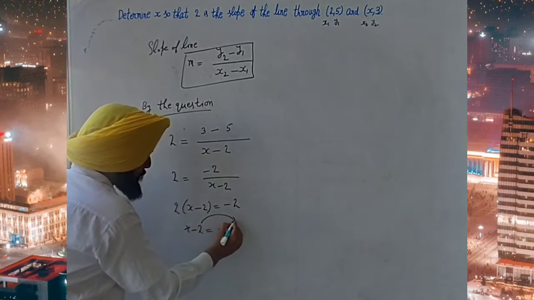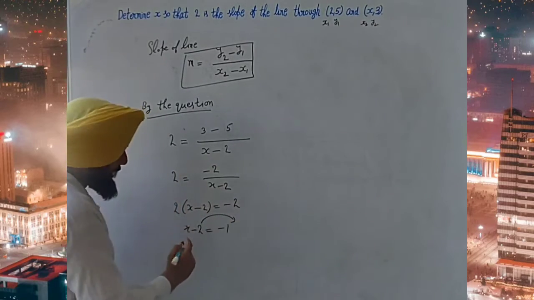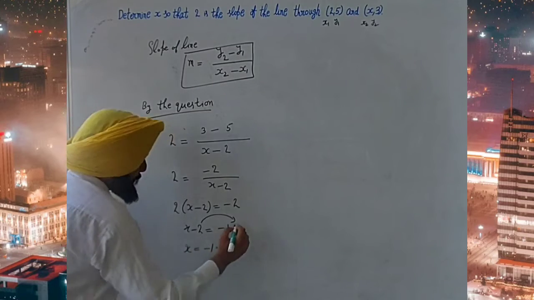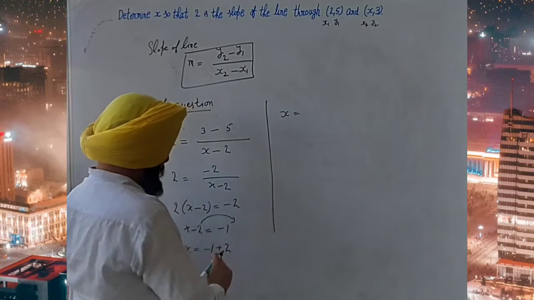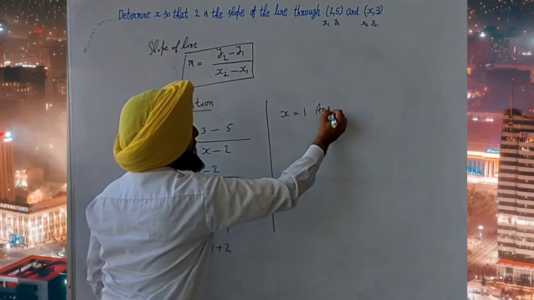Now transpose negative 2 to the right hand side, and it becomes positive: x equals minus 1 plus 2, that is 1, our answer.